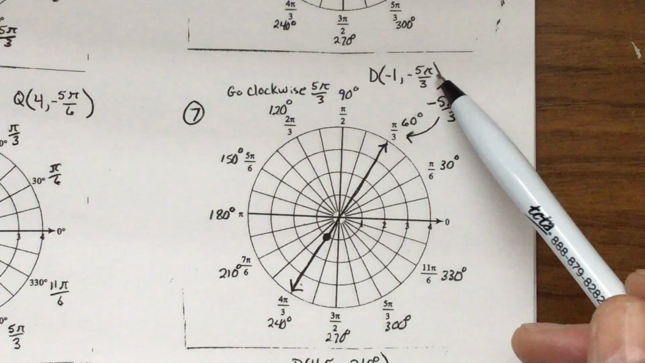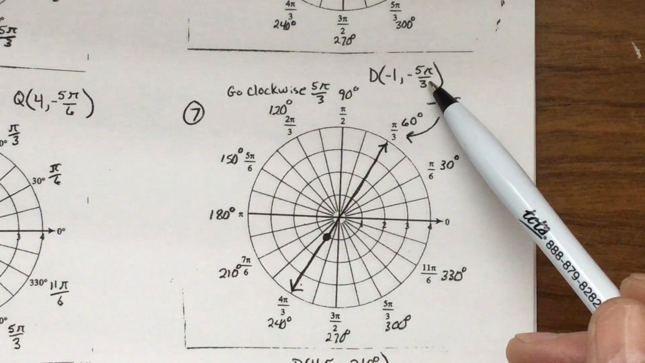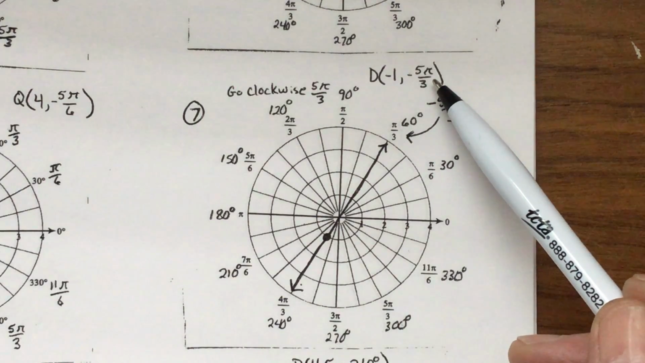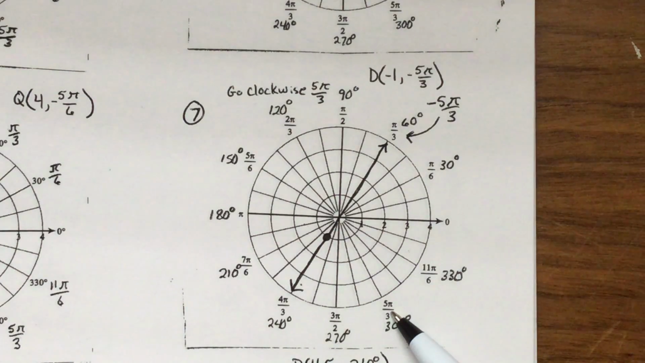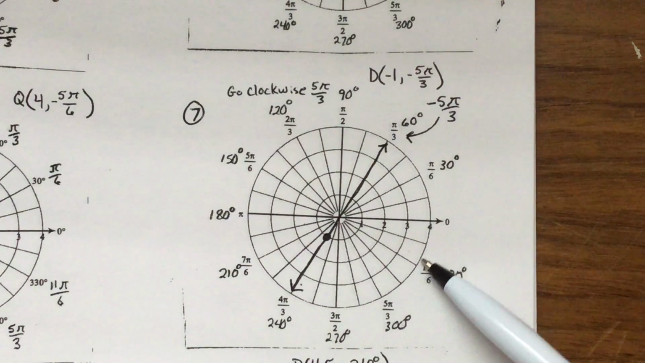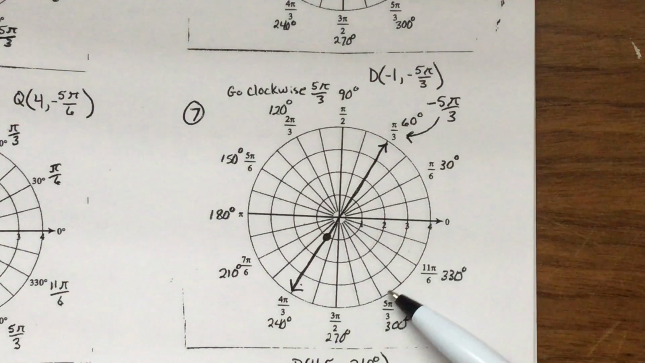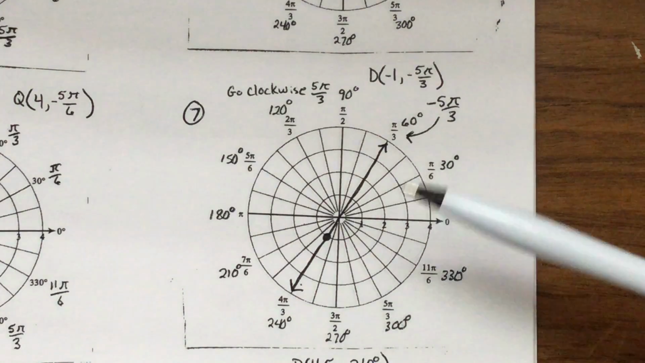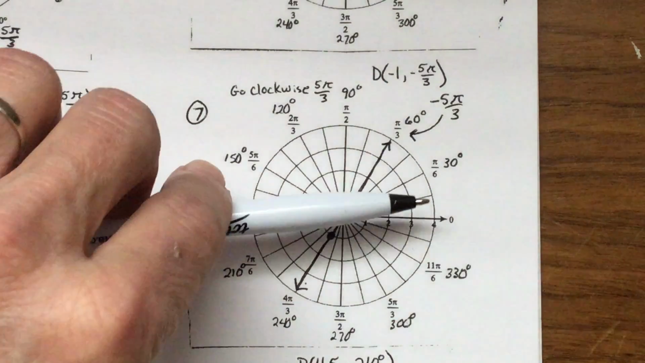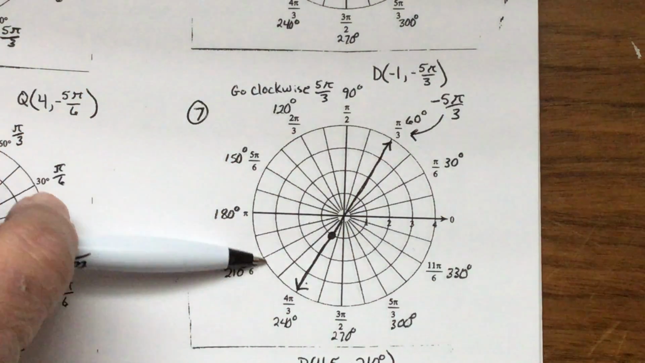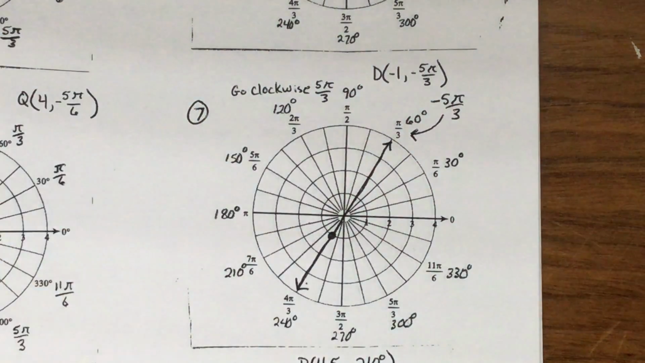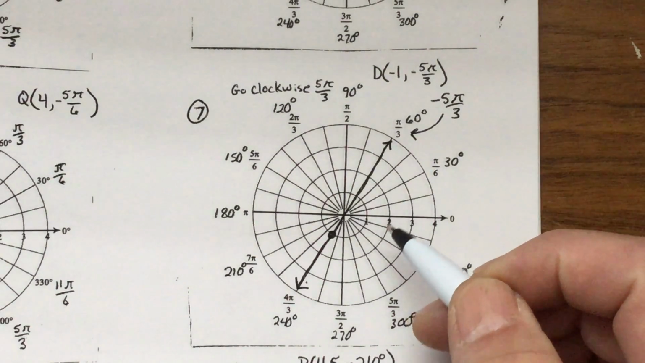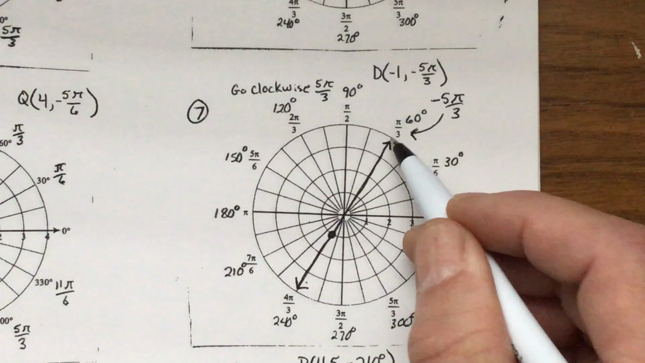5 pi over 3. It's a negative. Hey, this turns out to be not quite 2 pi, so not quite a whole rotation. If you look here, here's 5 pi over 3. It's at 300 degrees, which means it's just 60 degrees away from 0. So when I rotate in the negative direction, I want to keep rotating until I'm again 60 degrees away from 0, and here we are. This would represent the angle -5 pi over 3.